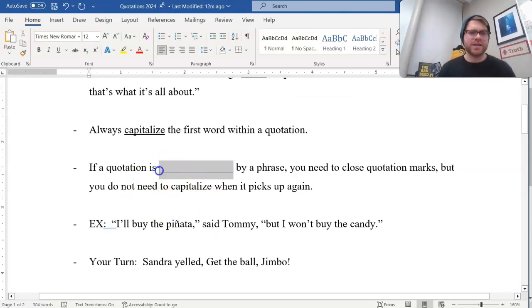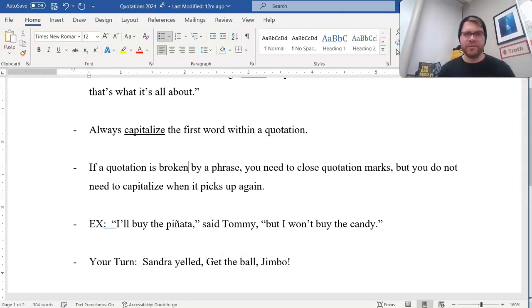I think as complex as I want to get when it comes to grammar on quotation marks is what happens if you have a quotation that is broken by a phrase. We'll see what that means in just a moment here. But if you do have a single quote that's broken in the middle by a phrase, you do need to close quotation marks on both sides. You don't necessarily need to capitalize when it picks up again. It's easiest to understand that as we look at an example.